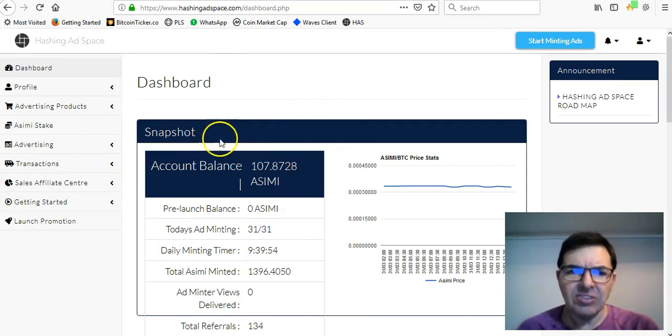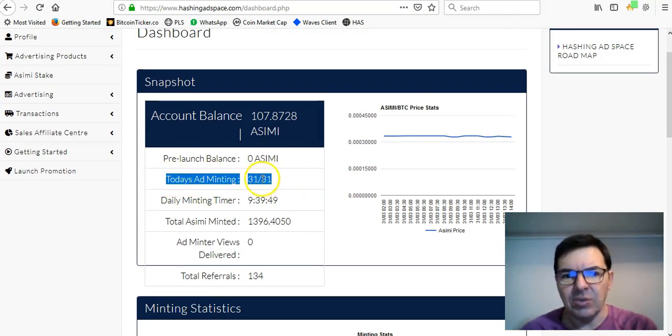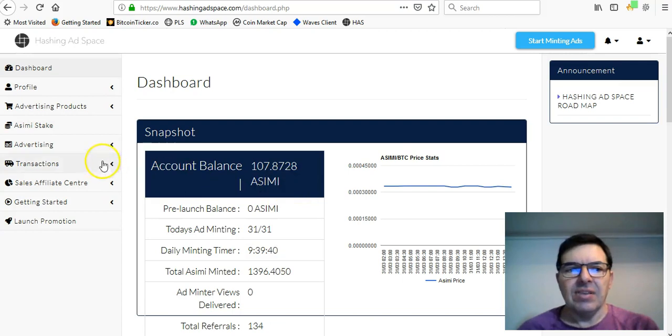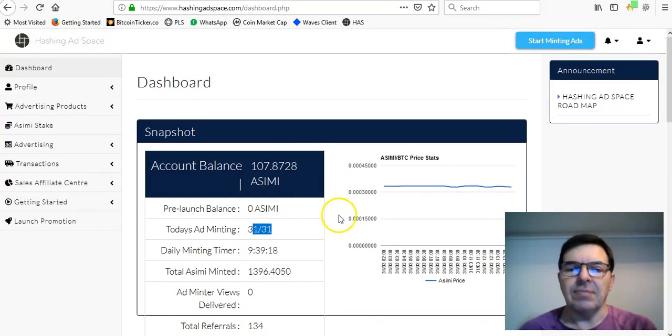So here you can see my dashboard. I'm allowed to watch 31 ads per day, and that is because I've already made 31 stakes. The Asimi that you use to stake gets paid back to you, so that full $100 worth of Asimi gets paid back to you over 365 days. So for 365 days, I'm allowed to watch 31 ads every day, and I get paid for that.